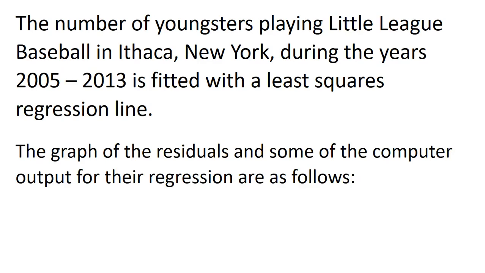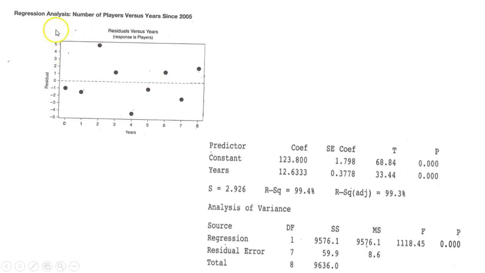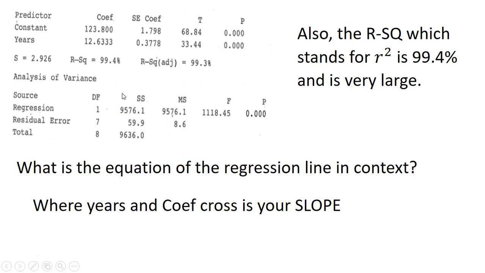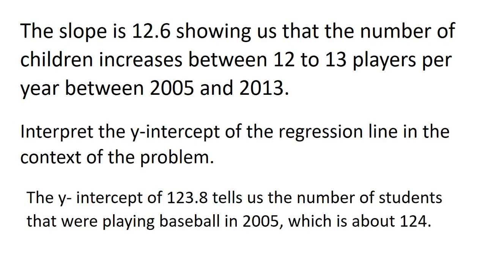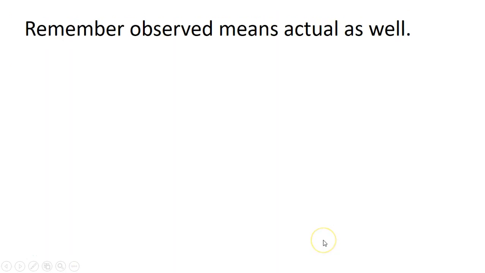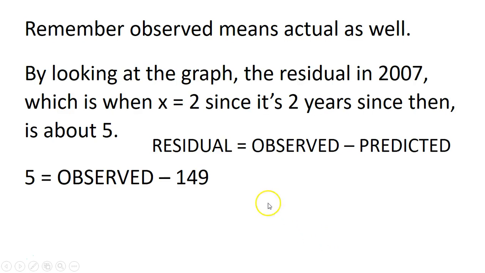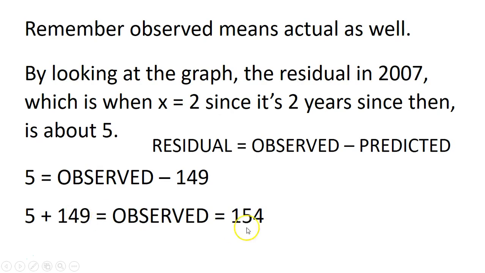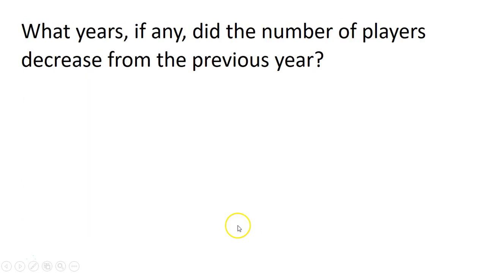I believe, yes. Where is it? There we go. So years, that's 2005, 2007. This is up by 5. So it is. Looking at the residual plot, it is by 5. So we are at, there we go, 5 equals observed minus, well, the predicted is 149. That's why I plugged that in there. I would add that over to figure out that about 154 is what it would be for the observed.